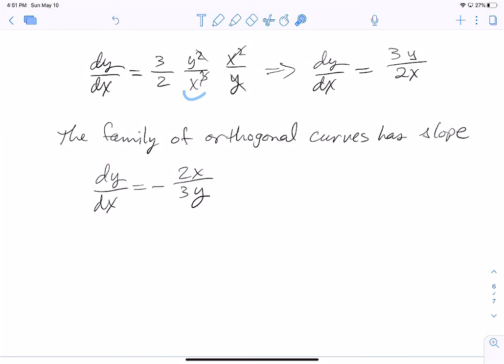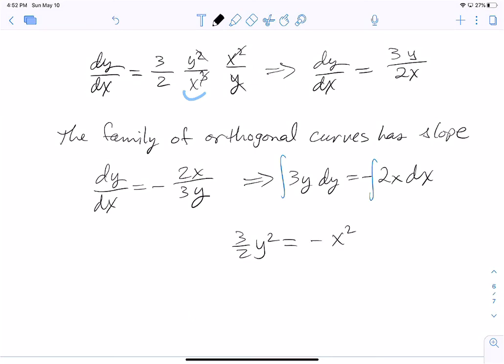Now, folks, what we're actually after is the family of curves. And here we have, guess what? A separable differential equation. So we get that 3y dy is equal to negative 2x dx. And now we can integrate both sides like we've been doing this entire section. So 3/2 y squared is going to be equal to negative x squared plus c.